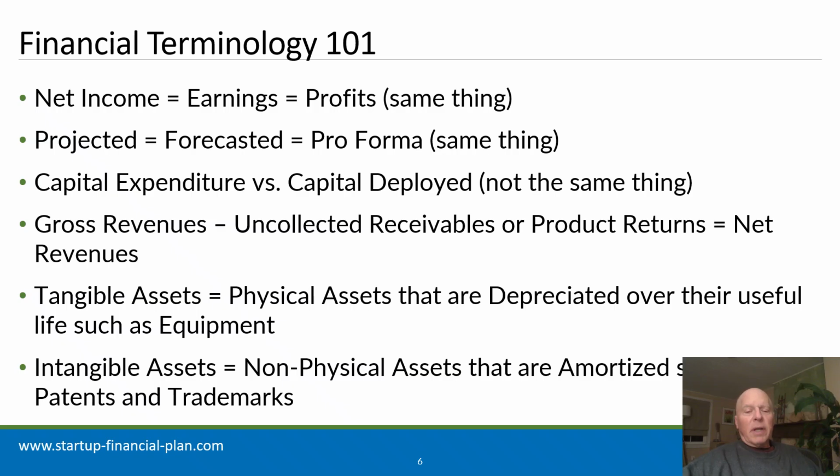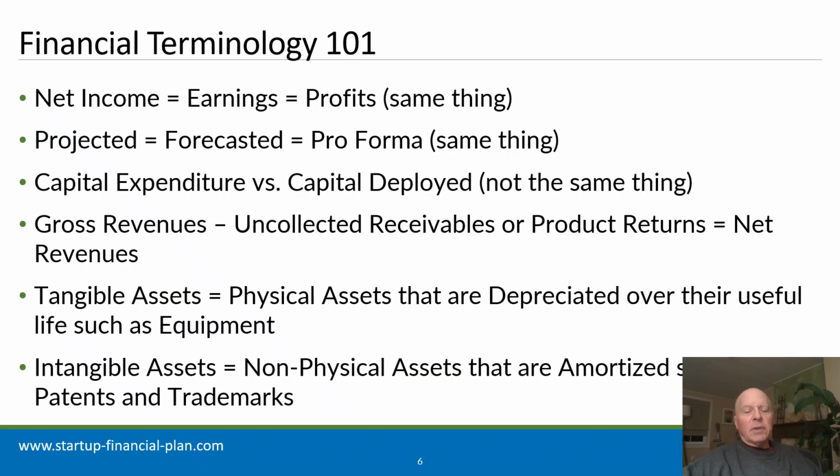So, tangible assets and intangible assets. You have two kinds of assets in your business model. Tangible physical assets: restaurant equipment, vehicles, a building. Intangible assets are not physical. That can be patents, trademarks, copyrights, and goodwill. Those are the four common intangible assets.